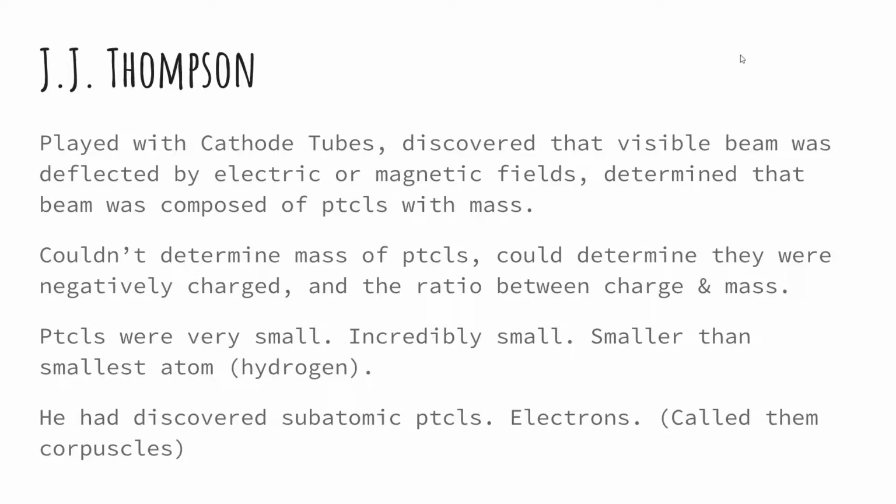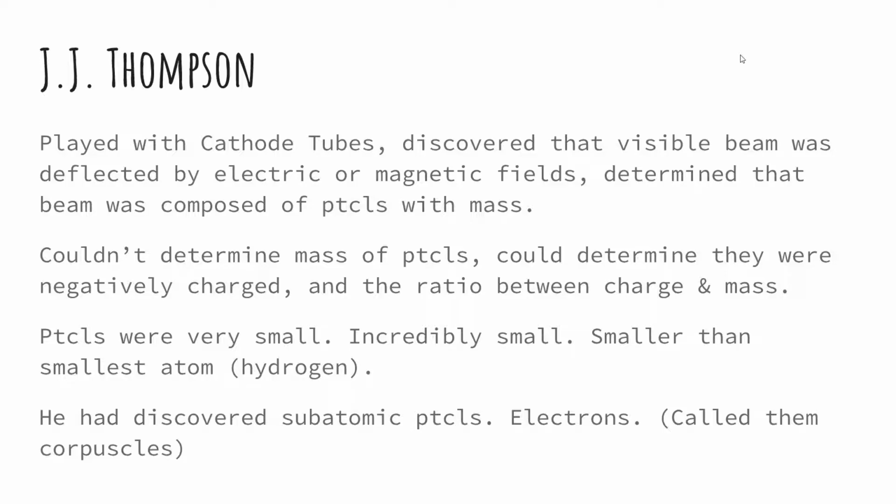All he could determine was that they were negatively charged, and that there had to be a certain ratio between the charge and the mass. Because more charge makes the beam bend more, and more mass would make the beam bend less. So we could find the ratio between those two. What he could determine, definitely, was that the particles were small. Incredibly small. Very, very small. Smaller than the smallest atom, which is hydrogen.